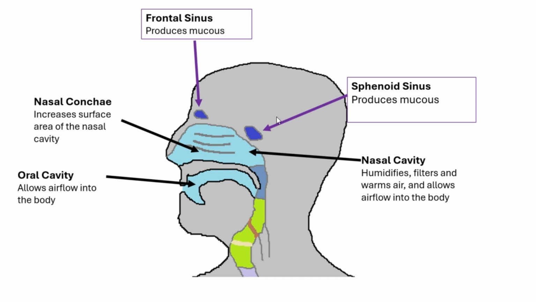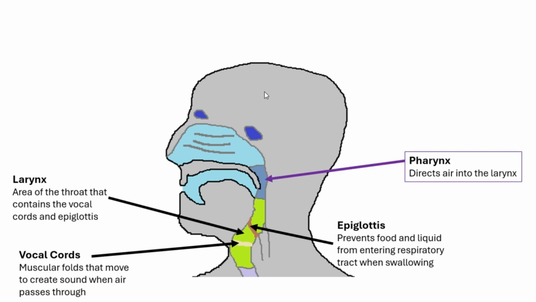Above the nasal cavity are the frontal and sphenoid sinuses. These produce mucus which lines the nasal cavity, preventing it from drying out and catching small contaminants. The pharynx is a section between the nasal cavity and the oral cavities, often referred to as the throat. It acts as a passageway for air to flow through. Then there's the larynx, sometimes called the voice box. It holds the vocal cords, the epiglottis, and it provides passageway for airflow.